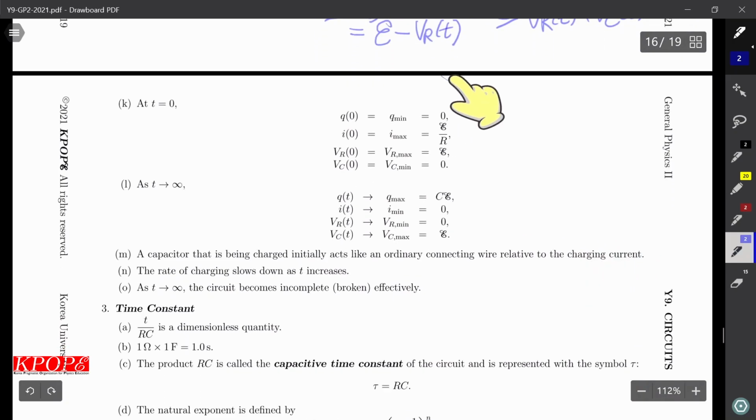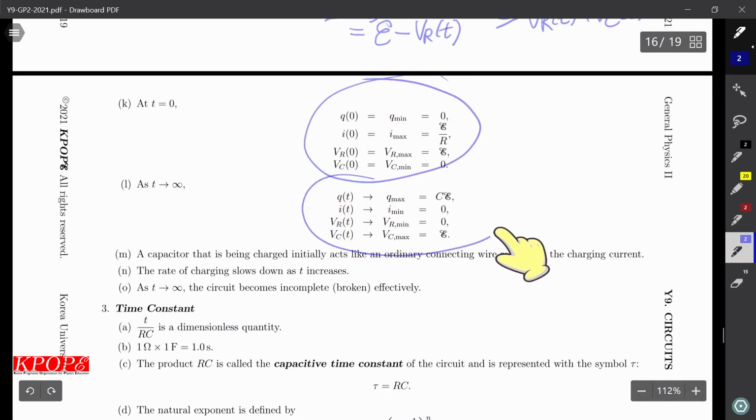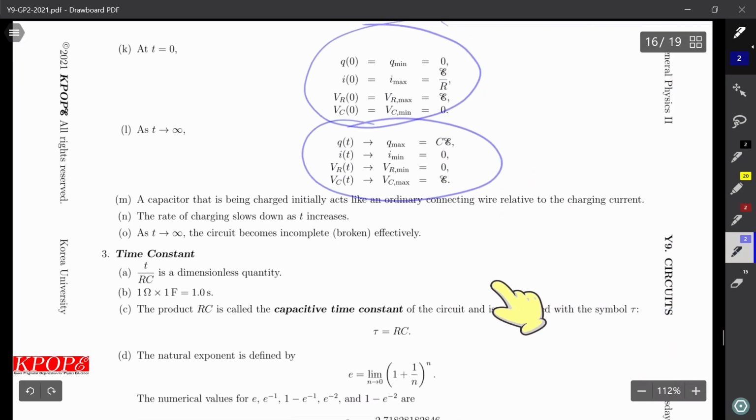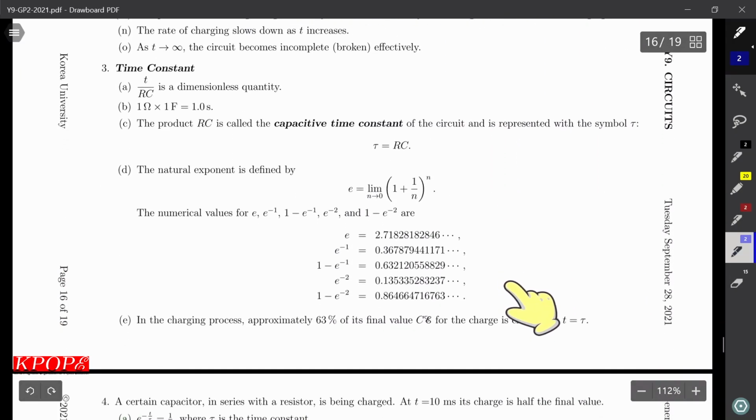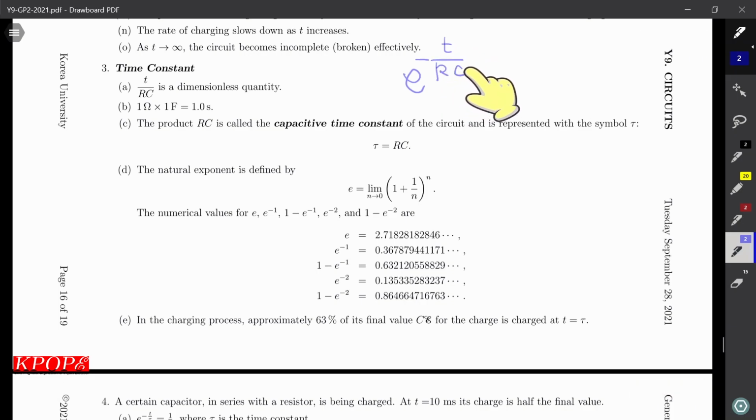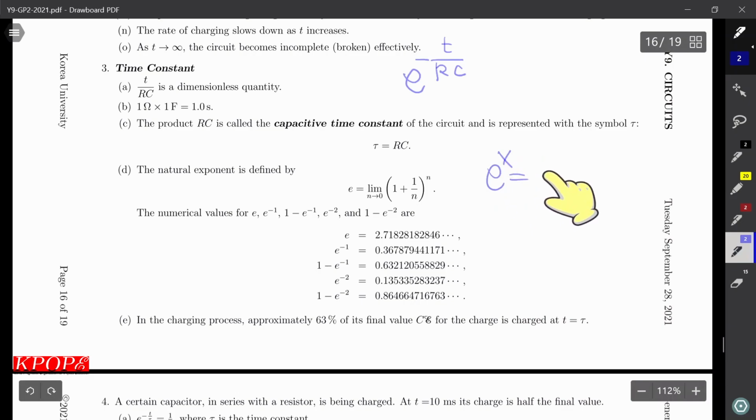So in summary, we have these results. Time constant. We have a term T over RC. The exponential is actually the sum over k from 0 to infinity of x to the kth power over k factorial. And this is a pure number.